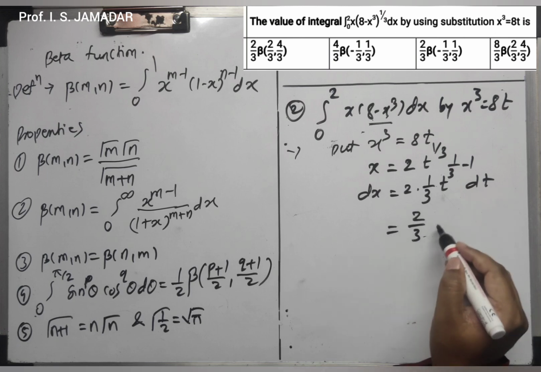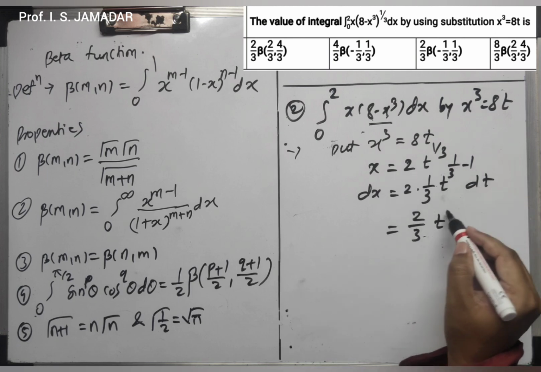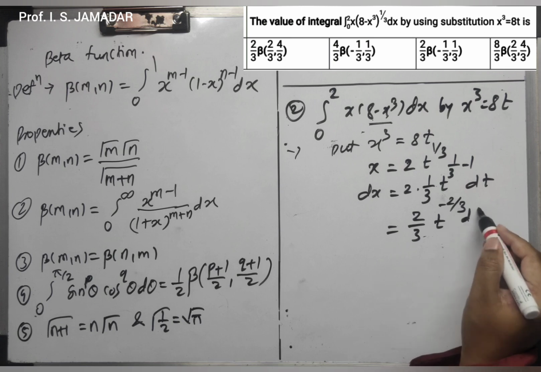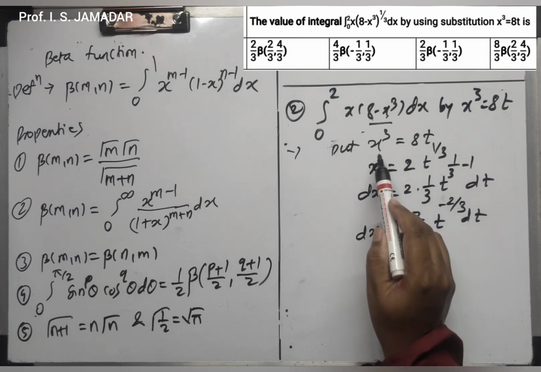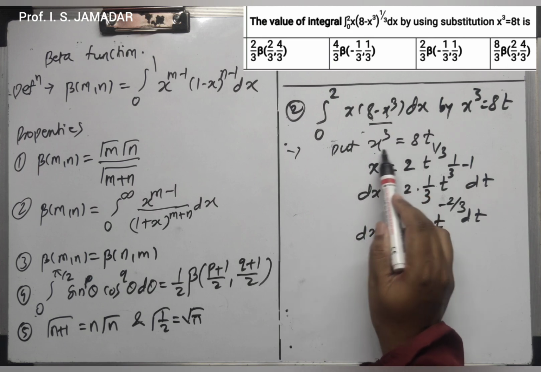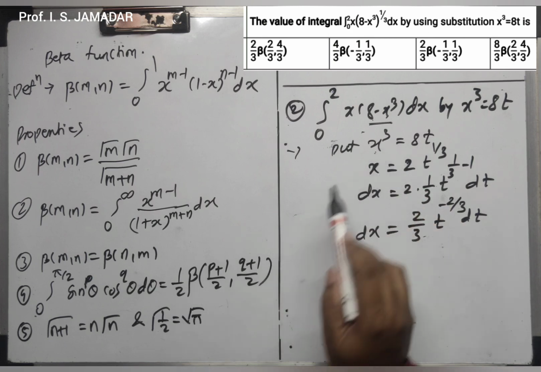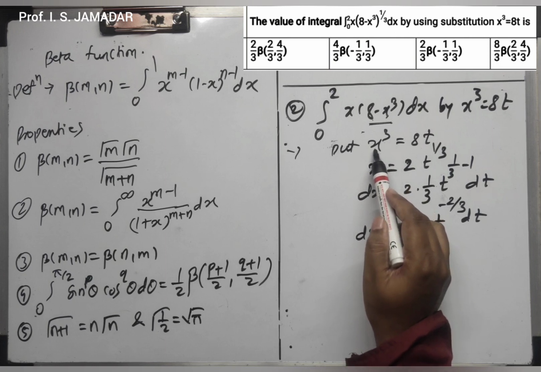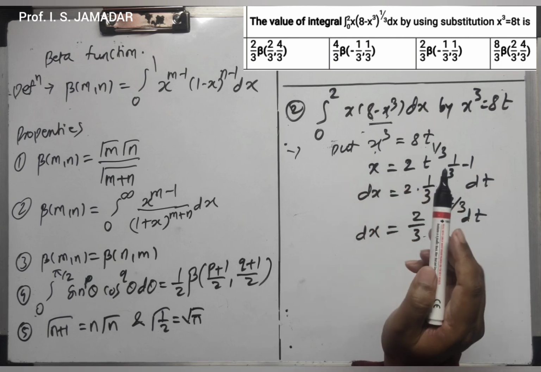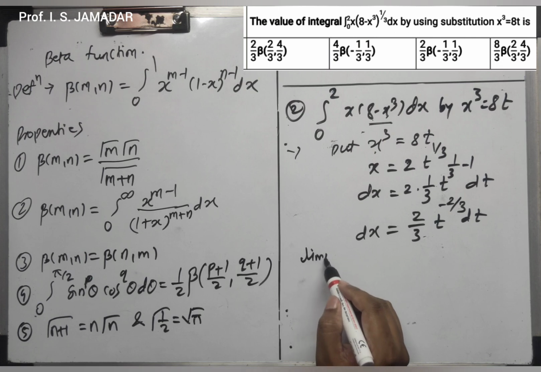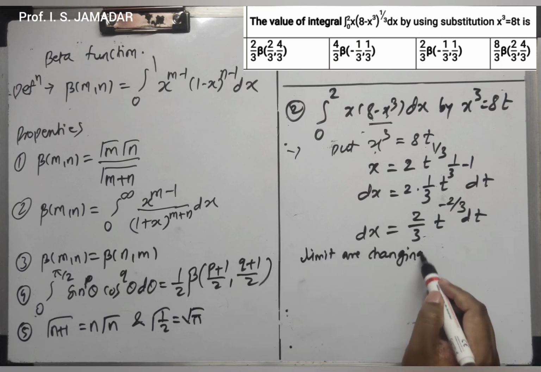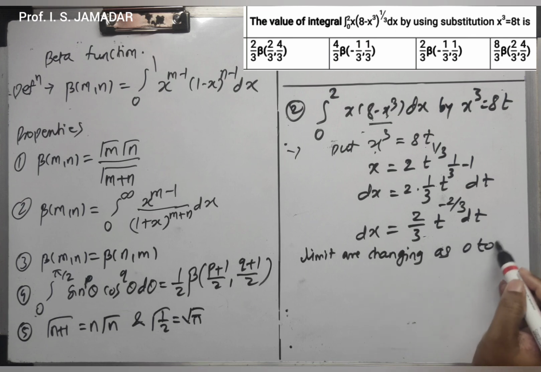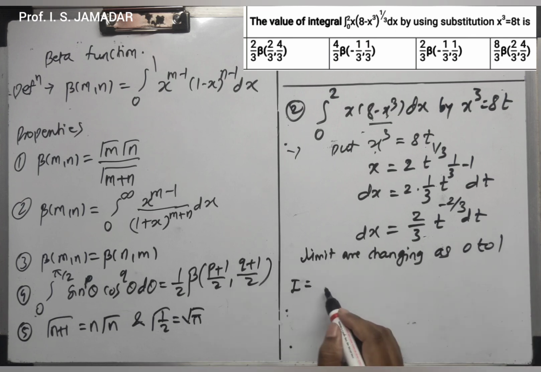That is 2 by 3 into t raised to 1 by 3 minus 1, meaning minus 2 by 3, dt. So this is for dx. And what about limits? For x equal to 0, t is 0, and for x equal to 2, it will be 2 cube, meaning 8, so it will be equal to 8t, that means t will become 1. So limits are changing, as 0 to 1.